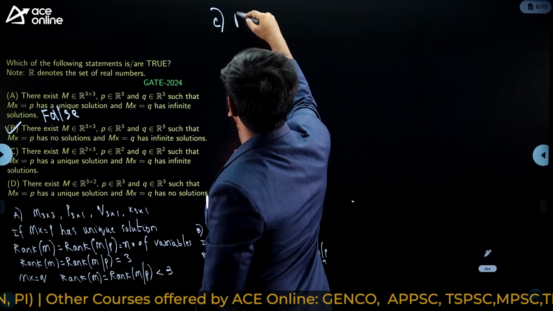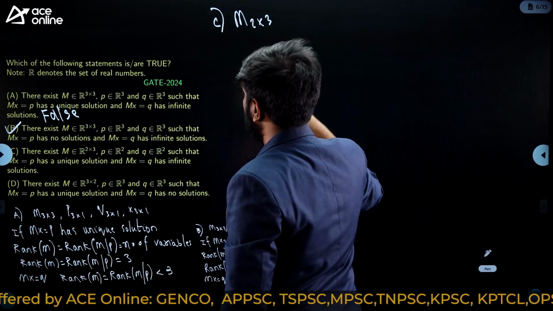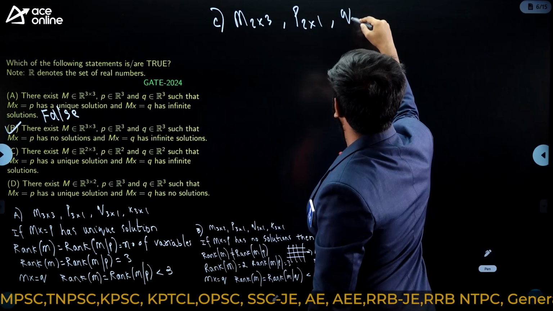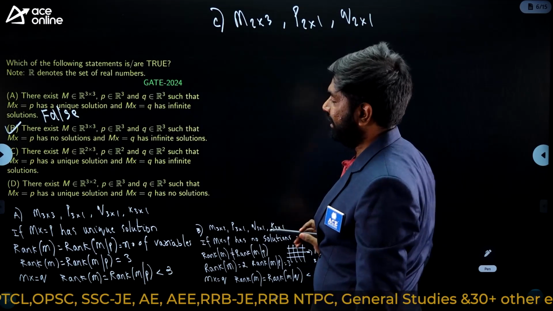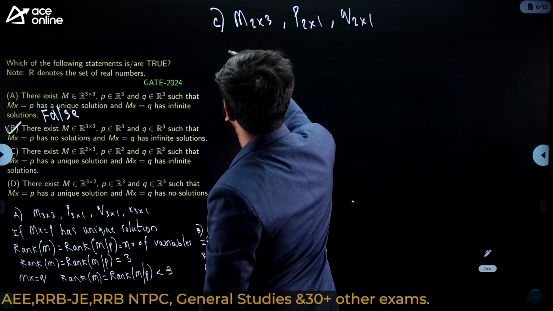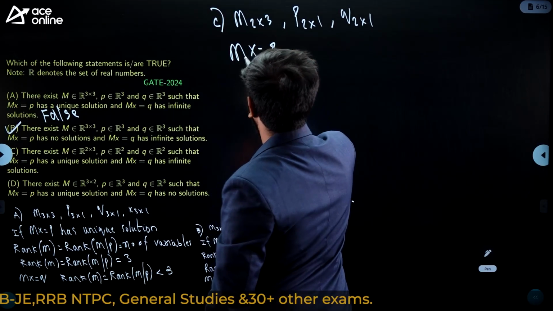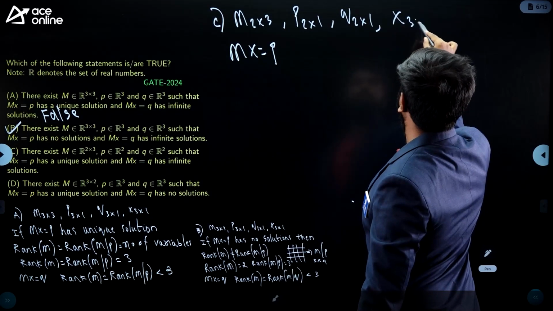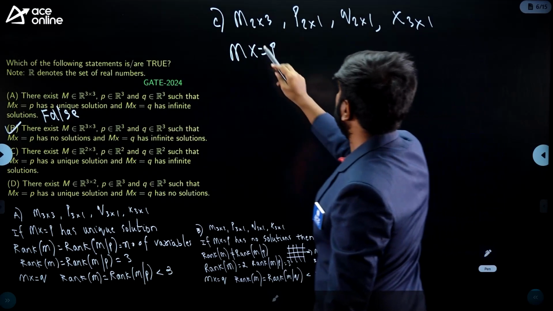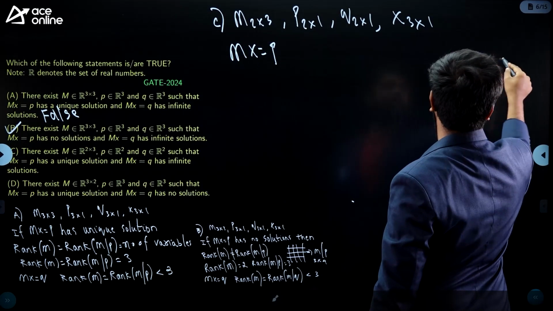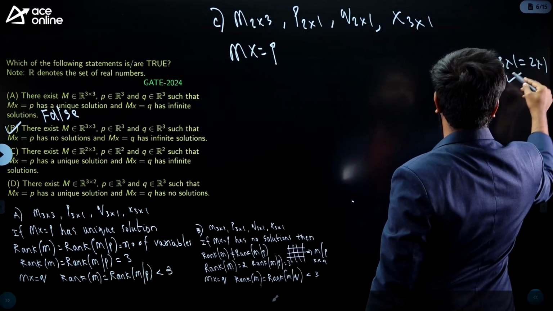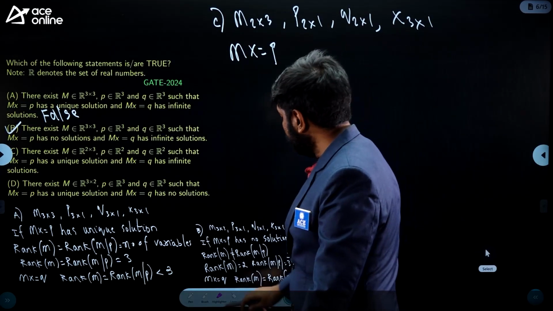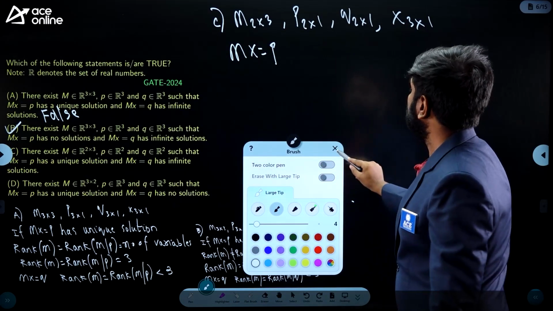What is M? He says M is a 2 cross 3 matrix. What is P? P is a 2 cross 1 vector. Q is also a 2 cross 1 vector. Now what about X? Since Mx equal to P, you are multiplying M and x and you are getting P. So the order of M is 2 cross 3 and P is 2 cross 1. For sure, X order must be 3 cross 1. If you have a doubt, you can check it. So this is 2 cross 3 into 3 cross 1, yes. Is it giving you 2 cross 1? Yes. So there is no doubt about this. You can proceed. So what we have concluded is X is a 3 cross 1 unknown vector.